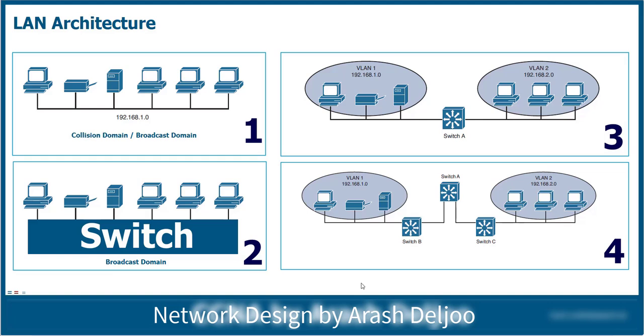LAN architecture. In this video, I'm going to talk about local area network, or LAN, architecture. You know that in previous videos, we have talked about many topics related to the LAN. We have learned about the Ethernet and different versions of the Ethernet, such as fast Ethernet, gigabit Ethernet, 10 gigabit Ethernet, and so on. Also, we have learned about the layer 1 media that we have on today's LAN. For example, we have learned about the twisted pair cables and also about the fiber optic.